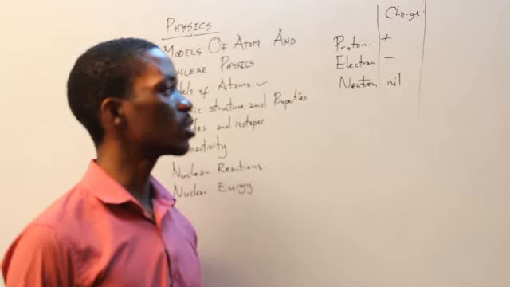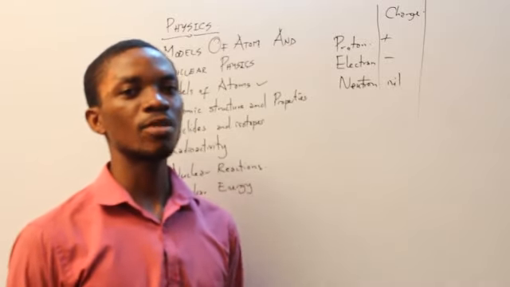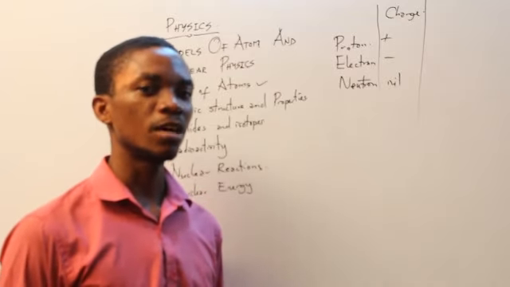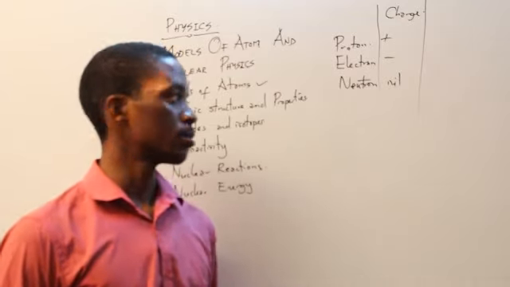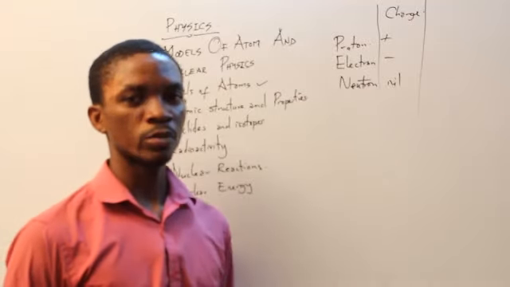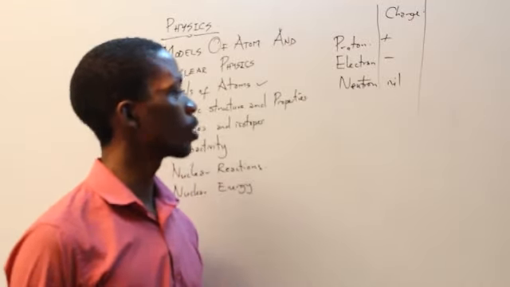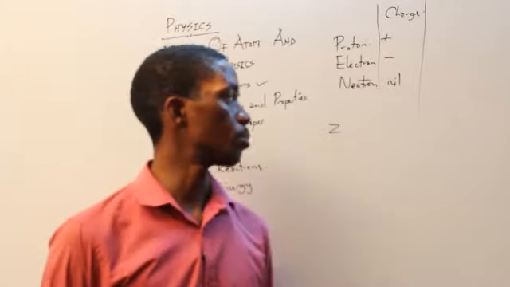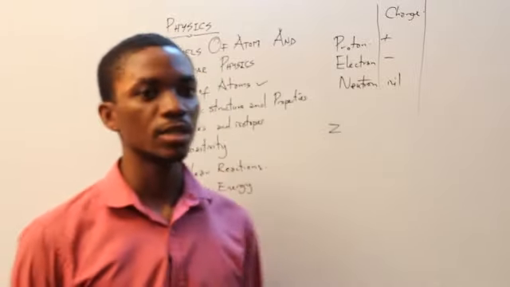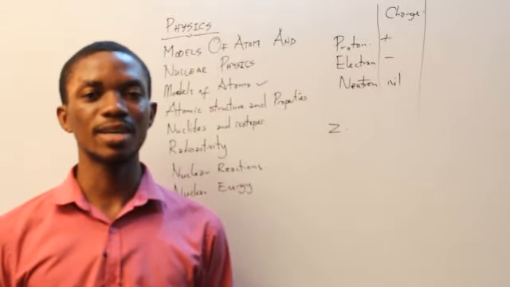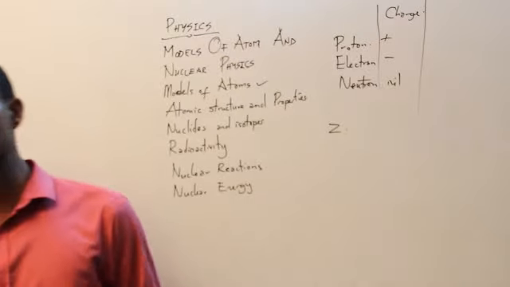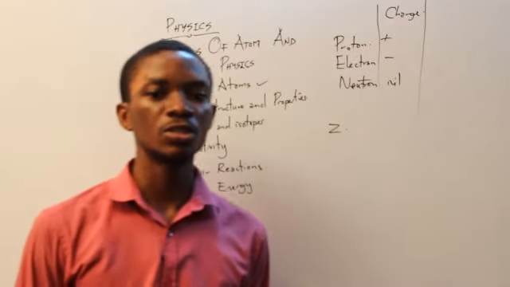So what is the atomic number? The atomic number is a representation of the number of protons contained in a particular element or in a particular atom. The proton number is represented by Z. Also, we have what we describe as the mass number, which can be described as the nucleon number. The nucleon number.